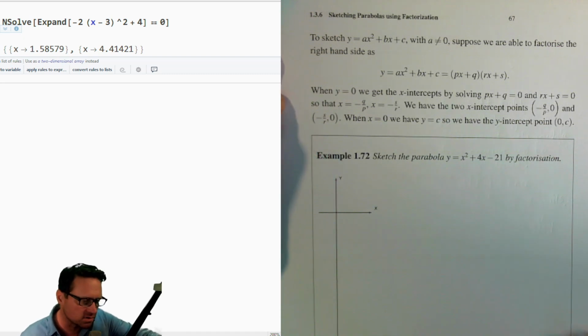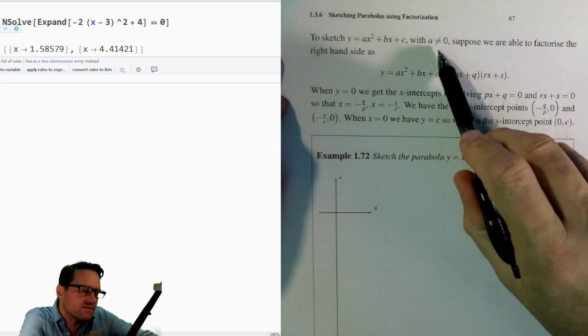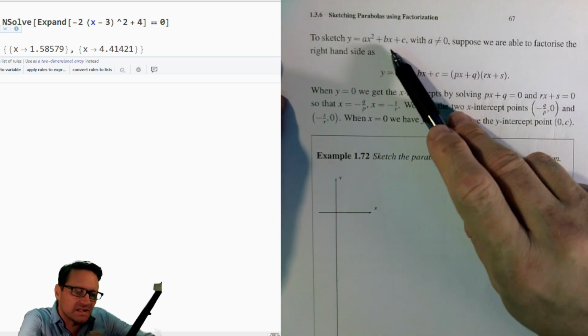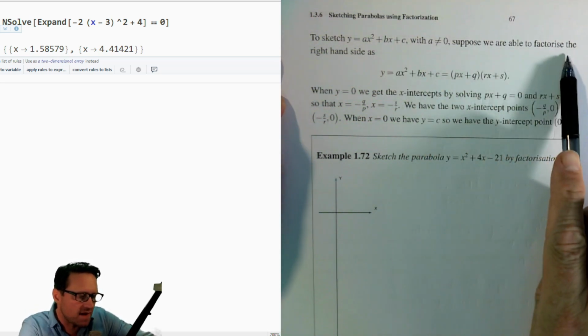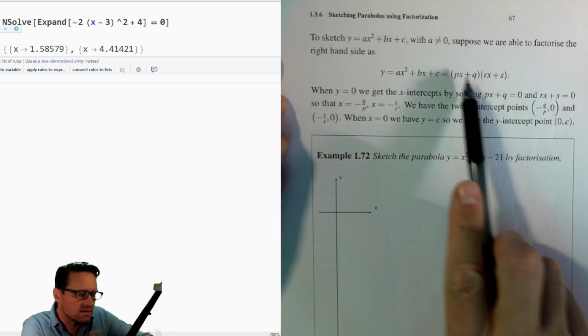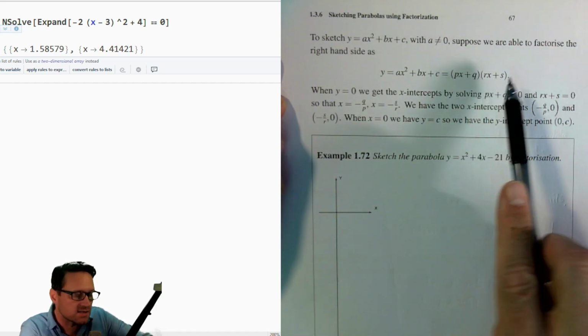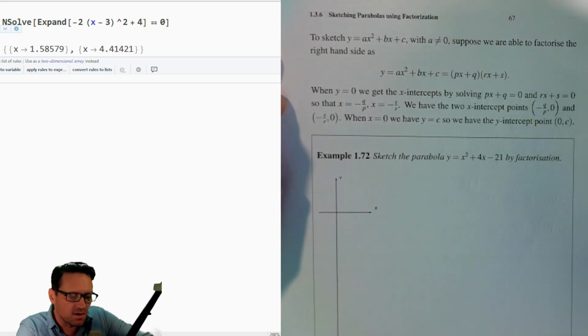The sketch y equals ax squared plus bx plus c, where a is non-zero. Now note, if a were equal to 0, this would not be a quadratic, it would be linear. Okay, suppose we're able to factorize the right-hand side in the following form: (px plus q) times (rx plus s), where p, q, r, and s are whole numbers.